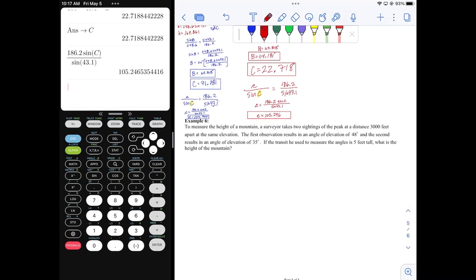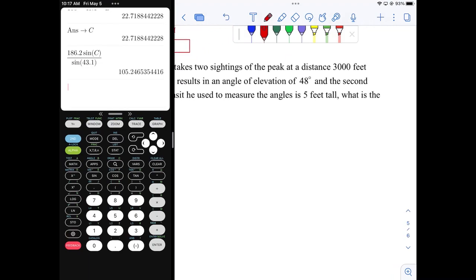To measure the height of a mountain, a surveyor takes two sightings at the peak, at a distance of 3,000 feet apart at the same elevation. The first observation results in an angle of elevation of 48, and the second is at 35. If the transit, the tripod that he uses to measure the angles, is 5 feet tall, what's the height of the mountain? Okay, first step is to draw a mountain.